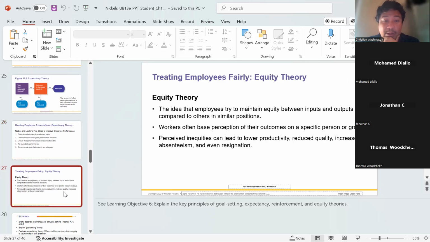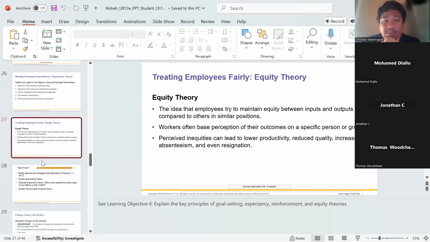I think we've all been there. Equity theory, the idea that employees try to maintain equity between inputs and outputs. It depends on the individual. Some people are workhorses, some people aren't. They need different things.